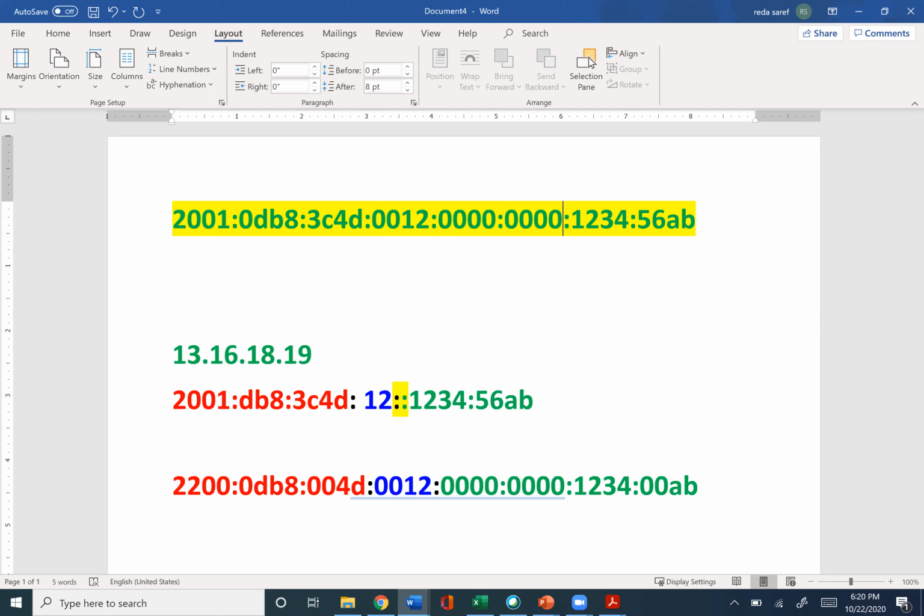So they could give you either or. Either they're going to give you an IPv6 address and show you which of those representations is right, or they will give you the shortest or abbreviated version and ask you which one is the regular version. Does the rule make sense?